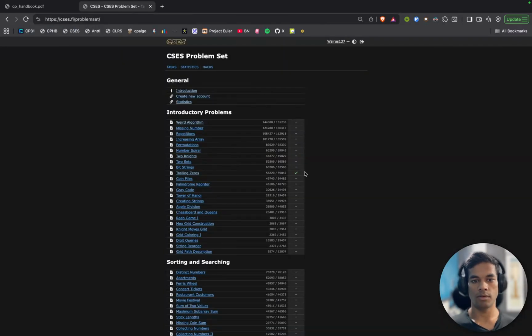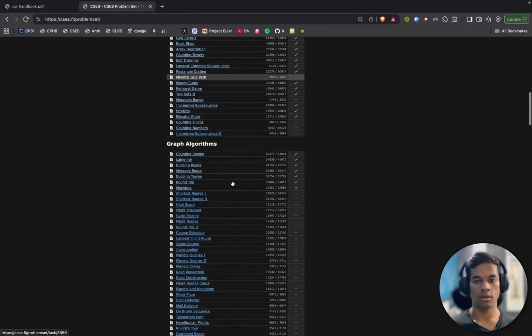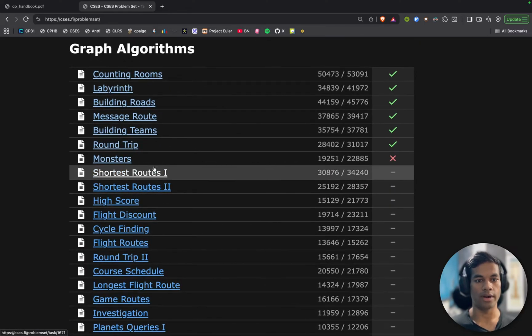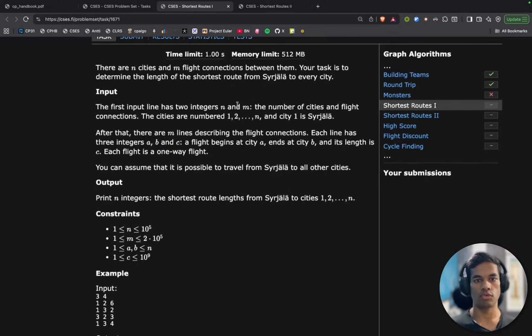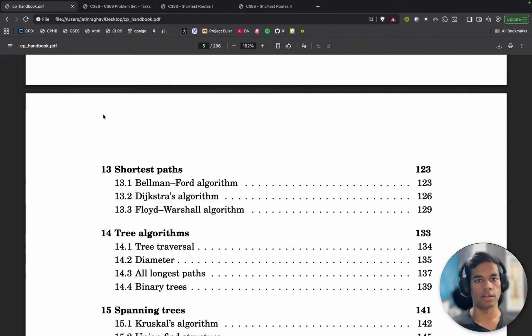I think there must be questions for finding the shortest path. Yes, I don't know about Bellman-Ford, but we can use Dijkstra's algorithm when the source is fixed, and Floyd-Warshall when the source and targets are variable. And Bellman-Ford, I don't know.